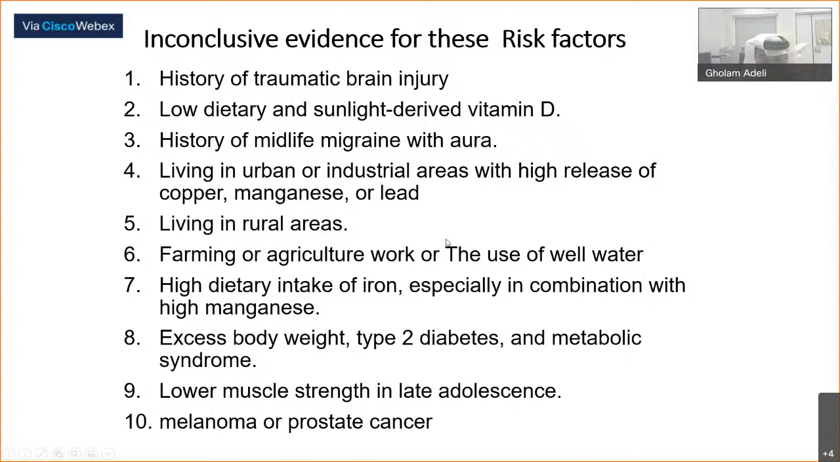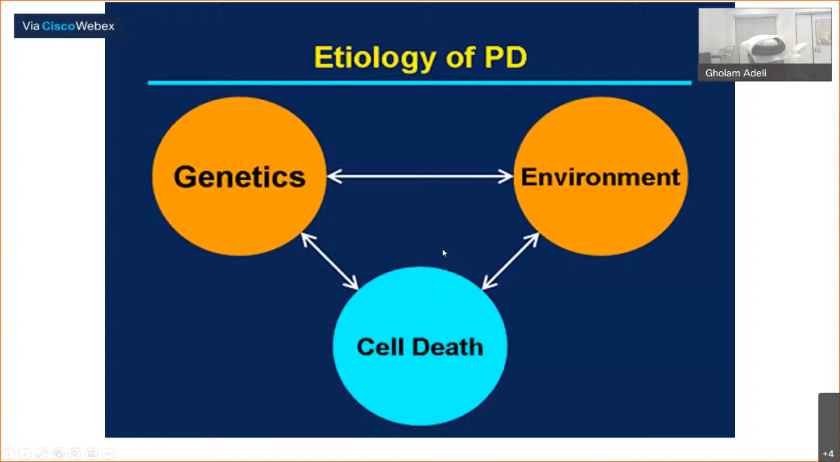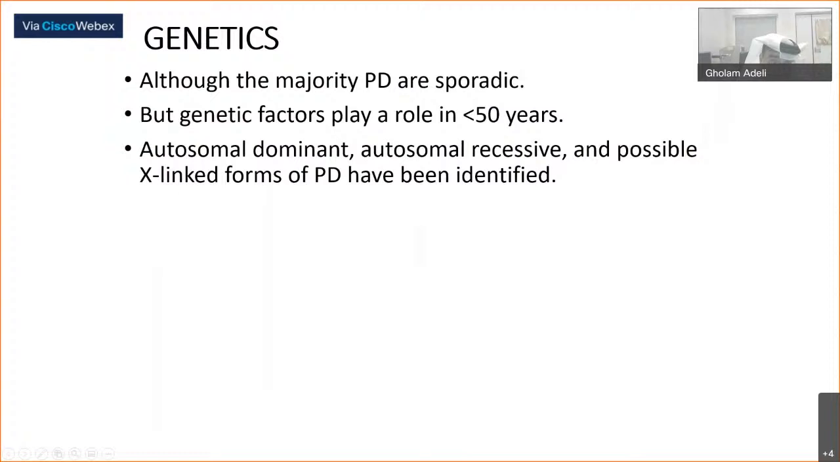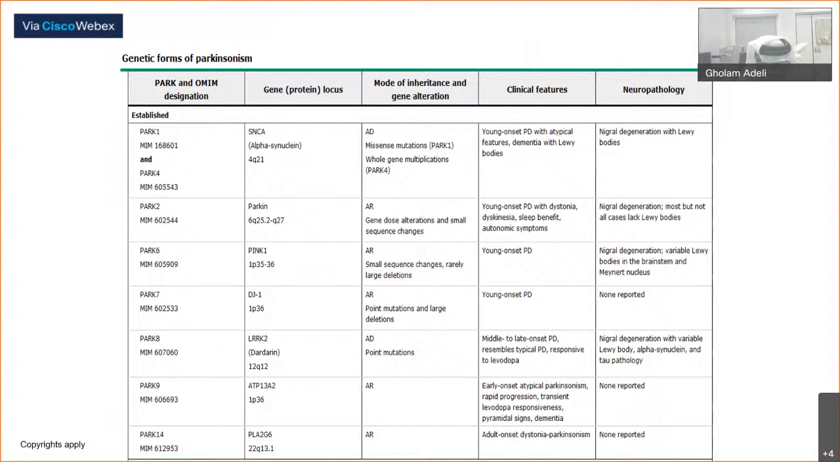Generally speaking, we could say it's an interaction between genetic and environmental issues, leading to cell death in certain areas of the brain. Although the majority of PD is sporadic, genetic factors play a role in those who are below 50 years of age. We have autosomal dominant, less likely, but mostly autosomal recessive and some possible X-linked. This is a big list and it's expanding more and more, because of this genetic or young onset Parkinson's disease.